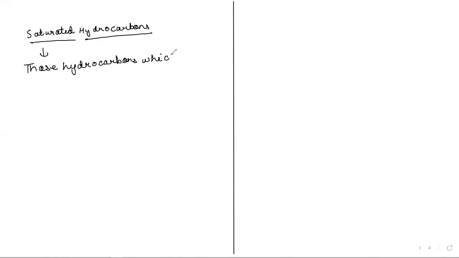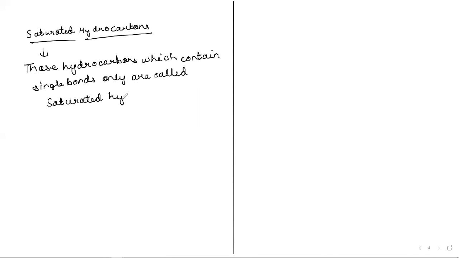Saturated hydrocarbons are those hydrocarbons which contain single bonds only. आप उन compounds को saturated compounds बोलोगे जिनके बीच में सिर्फ आपको single bonds दिखेंगे. Those hydrocarbons which contain single bonds only are called saturated hydrocarbon. उन्हें हम बोलते हैं saturated hydrocarbons. As I said, example methane.